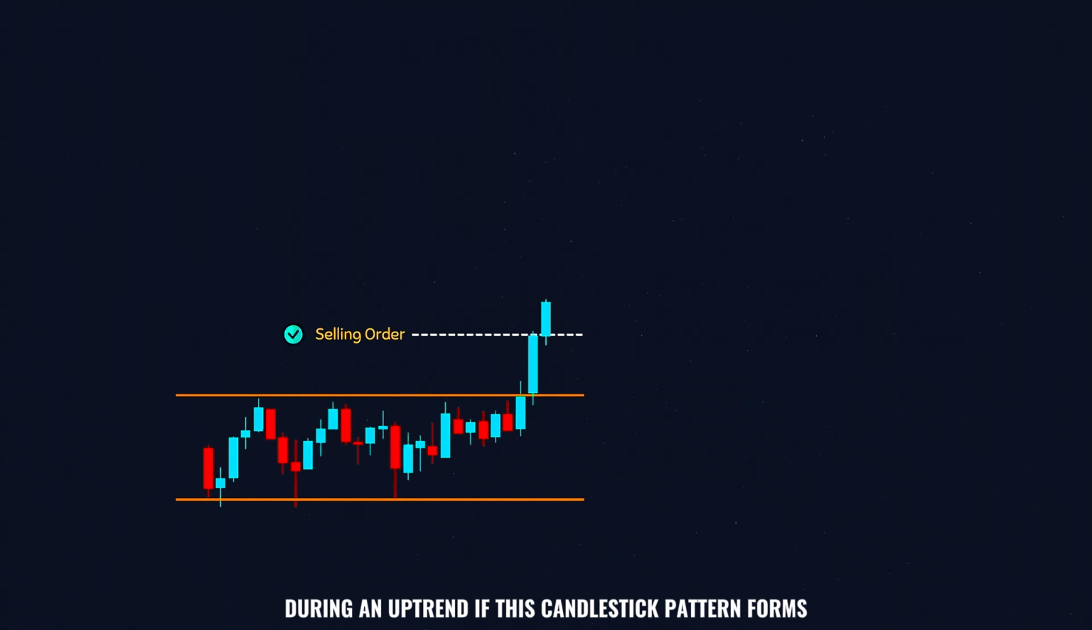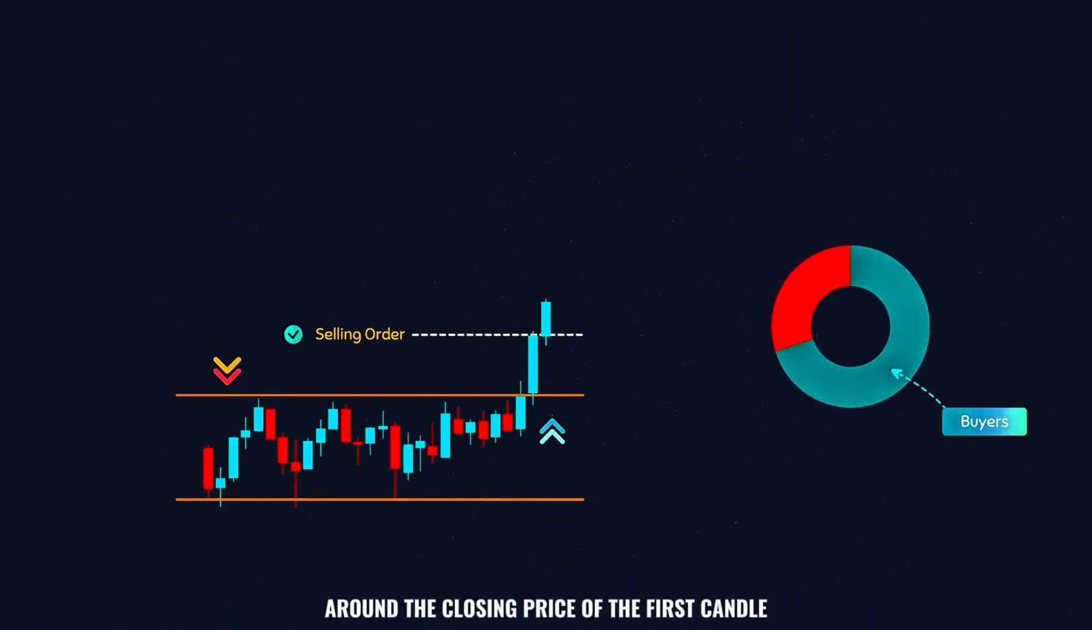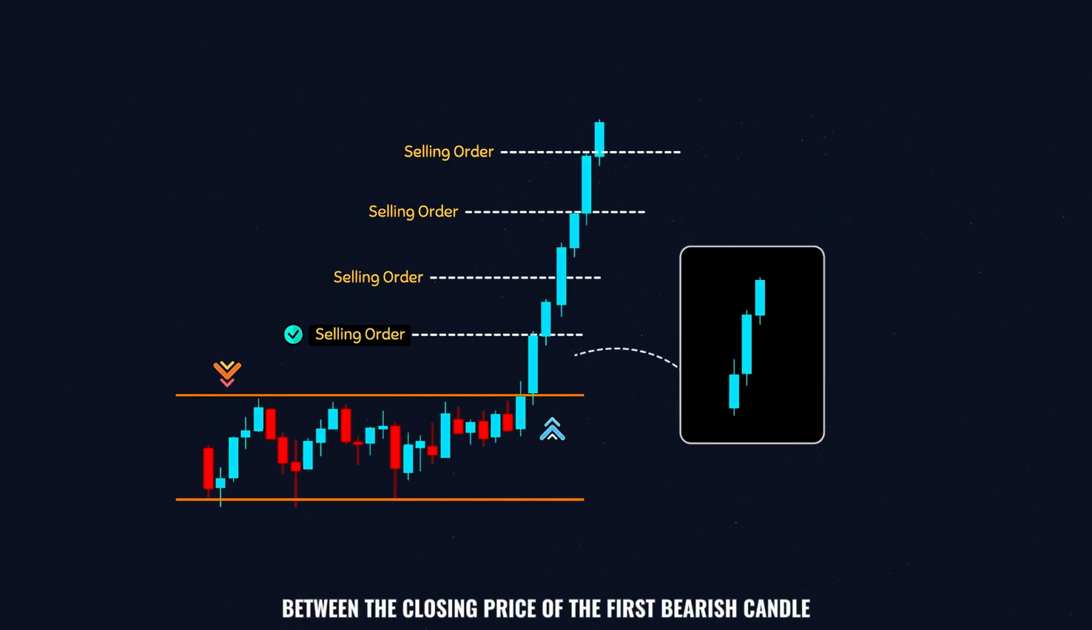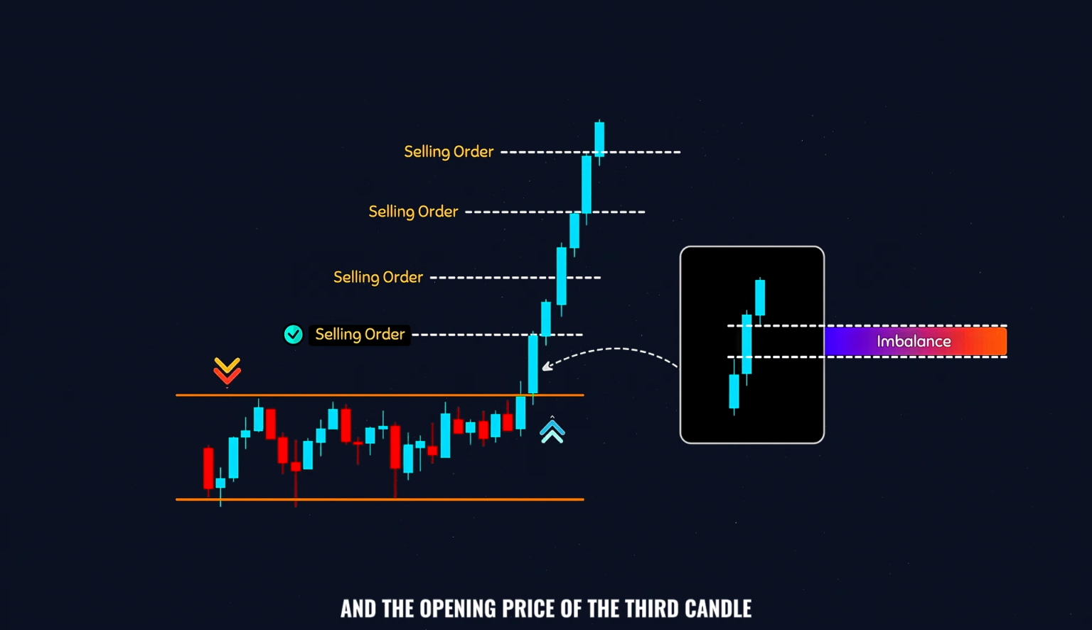During an uptrend, if this candlestick pattern forms, we mark 3 candles from bottom to top. By drawing 2 lines around the closing price of the first candle and the opening price of the third candle, we can clearly see a gap. This is a price imbalance, or bullish fair value gap. Similarly, in a bearish trend, we draw lines between the closing price of the first bearish candle and the opening price of the third candle. The gap between them is a bearish fair value gap.